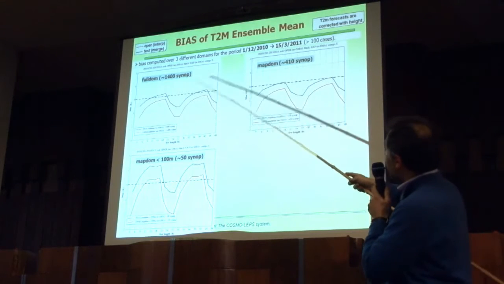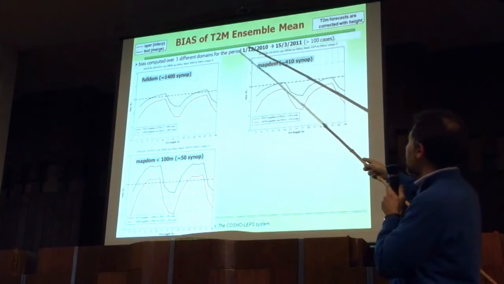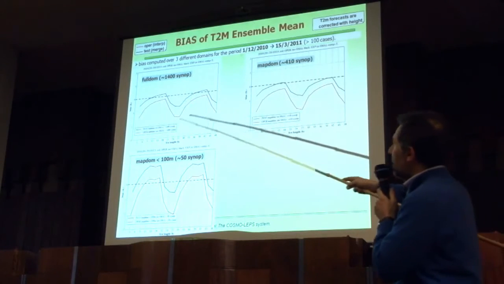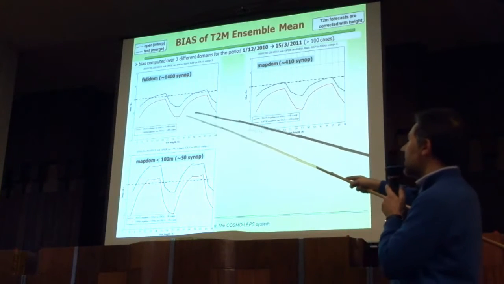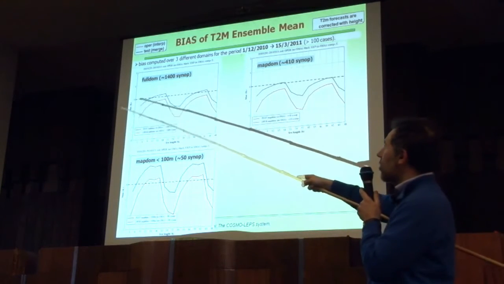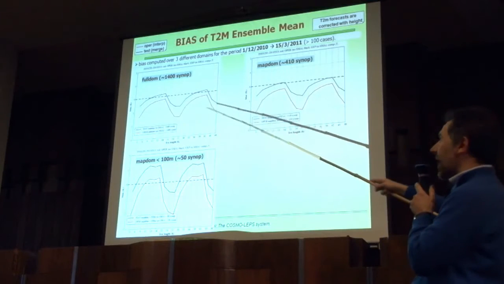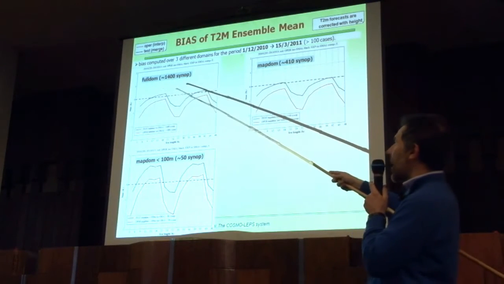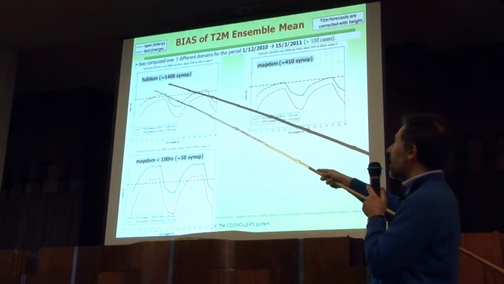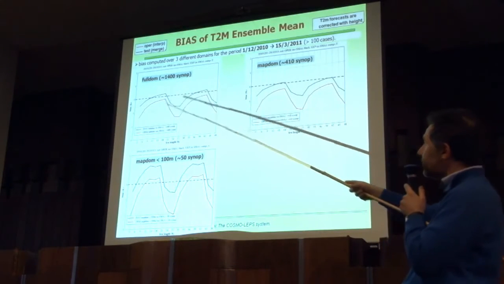This is the bias of 2 meter temperature ensemble mean. There are two lines. The red is always the operational system, and the black is always the new system, the one which is under test. This is a verification done over the synop reports in the domain, which are about 1,400.